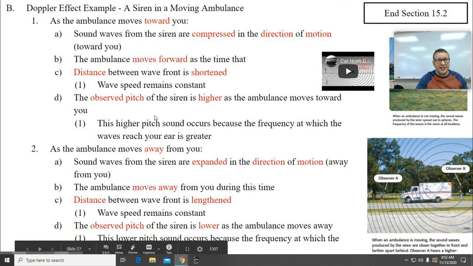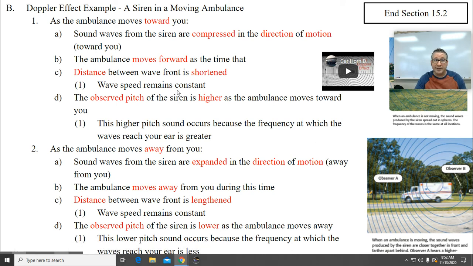The distance between the wave fronts is being shortened, but the wave speed is still going to remain constant. And we perceive the pitch to be higher as the ambulance approaches us, because the frequency is much greater, therefore we have higher pitch.